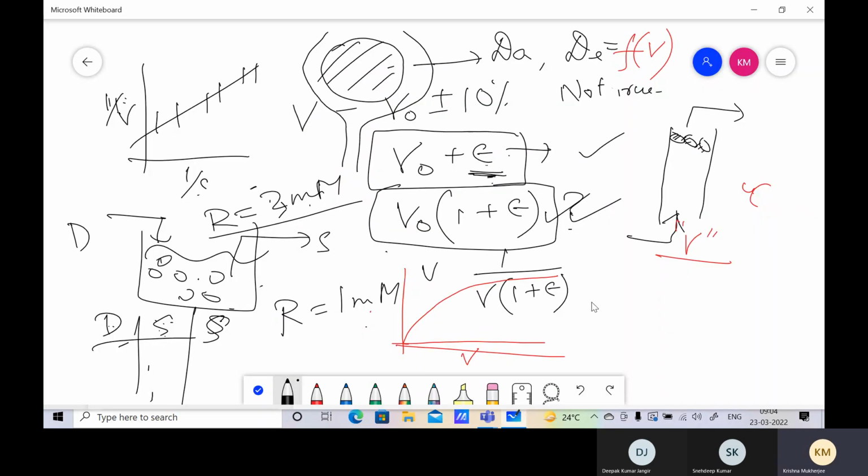Can you see the whiteboard? Let me sort of rub this out. Yes, sir.